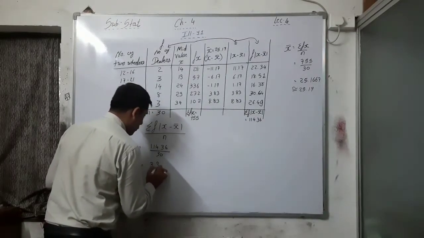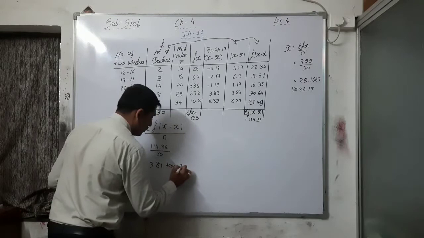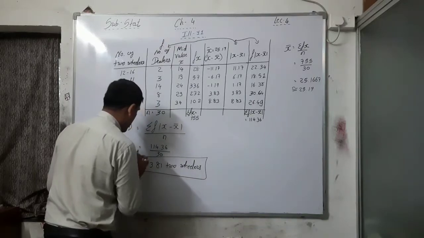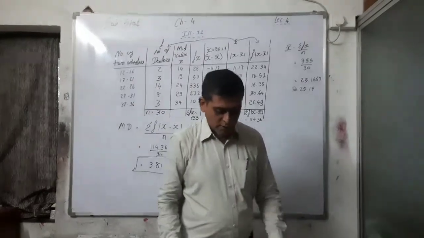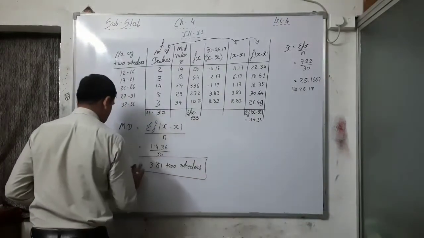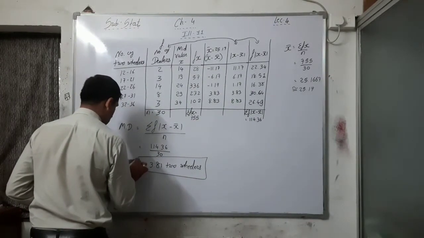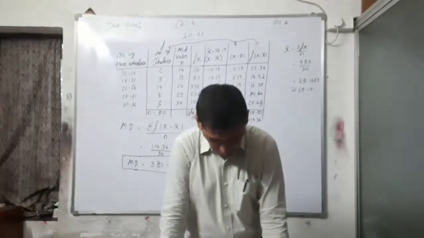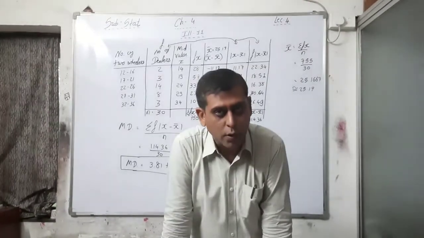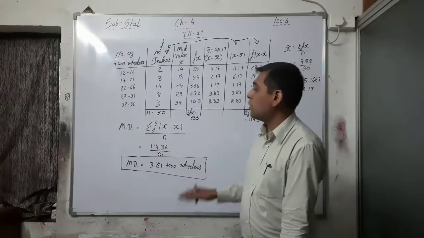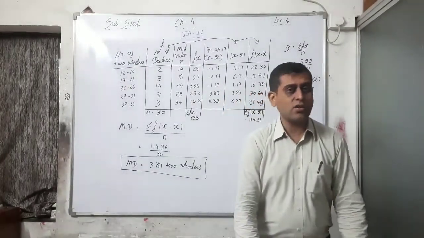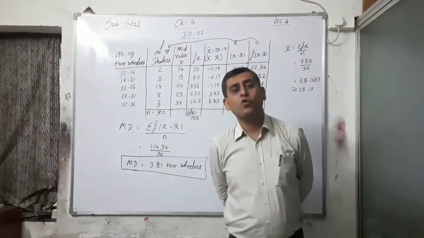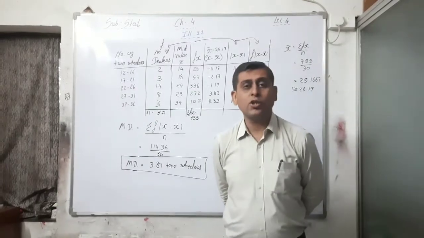The answer is 3.81. Your mean deviation is 3.81 two wheelers. Thus the mean deviation of the number of two wheelers sold is 3.81. So here is illustration number 11, very easy, like illustration number 10. Please write this down, and your homework is to complete exercise 4.3 fully.